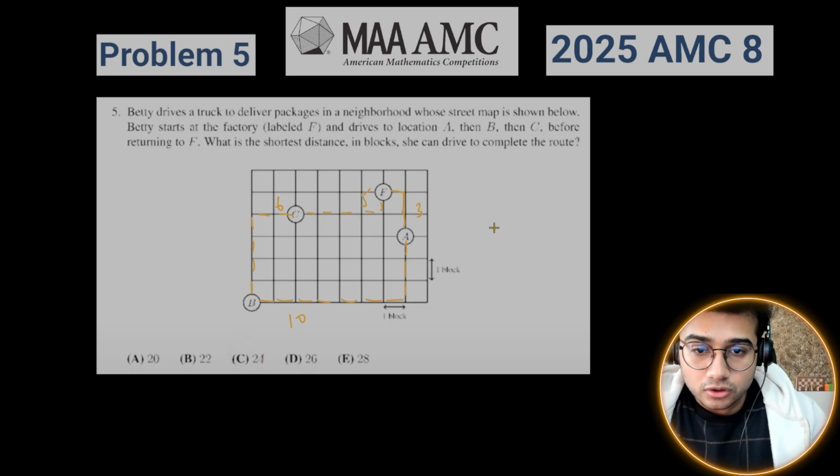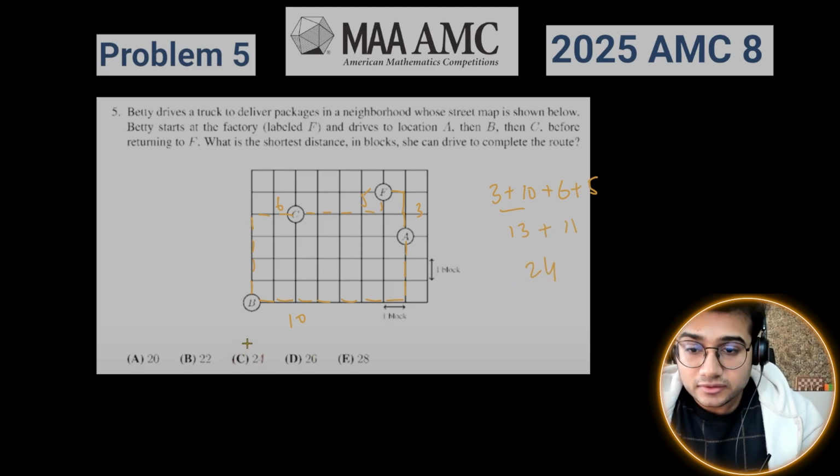Okay, combining all of them, we get 3 plus 10 plus 6 plus 5. Well, that's 13 plus 11, so that's 24. So the answer is C.